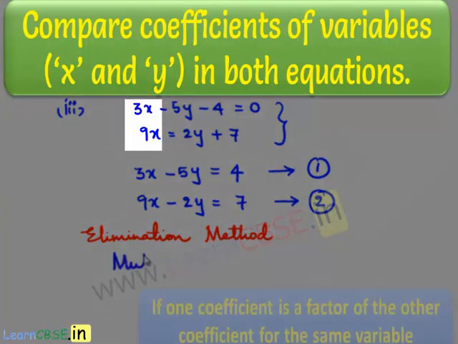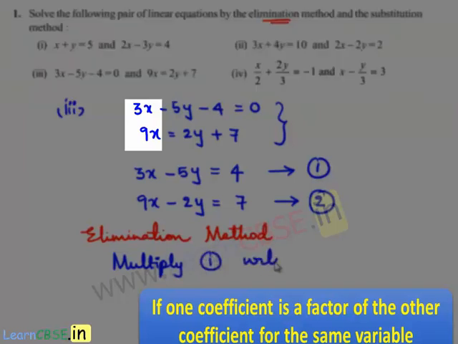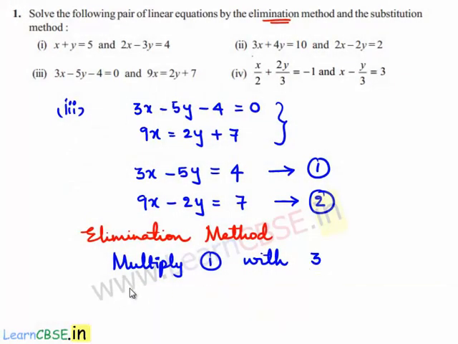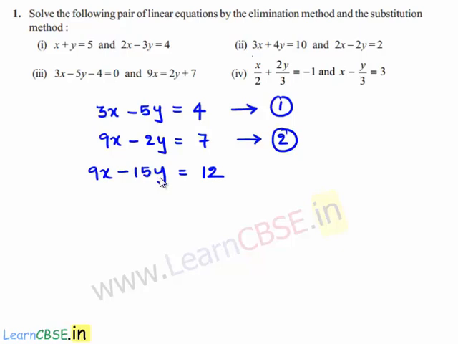So multiply equation 1 with 3, that is 3 times of 3x minus 5y is equal to 3 times of 4. So 3 times of 3x is 9x and 3 times of minus 5y is minus 15y and 3 times of 4 is 12. So 9x minus 15y is equal to 12. So let this equation be number 3.